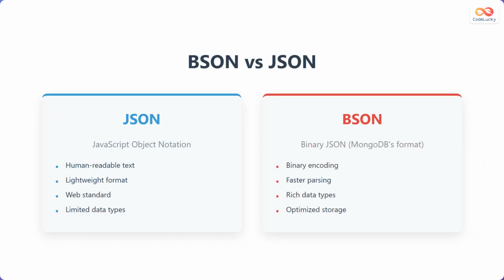Let's compare BSON and JSON data formats. JSON, which stands for JavaScript Object Notation, is a human-readable text and a lightweight format. It is also a web standard, however, it has limited data types. On the other hand, BSON, which stands for binary JSON and is MongoDB's format, has binary encoding, faster parsing, rich data types, and optimized storage.